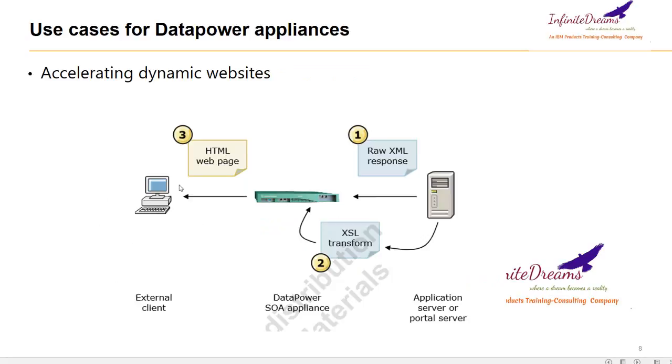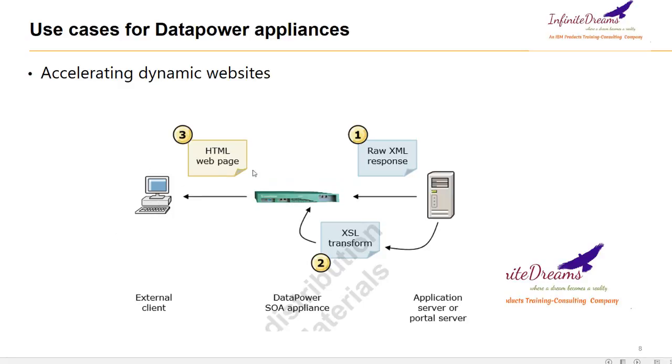Second major benefit of IBM Data Power is accelerating dynamic websites. What is this accelerating dynamic websites? Sometimes what happens, the client sends some information to the server. Now the server sends a response back to the client. Here let's assume this client is a browser. So I send some request from the browser.